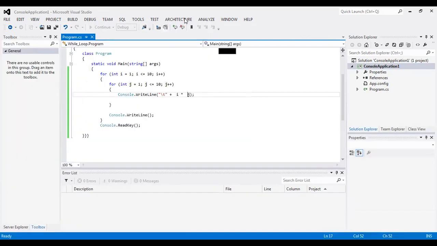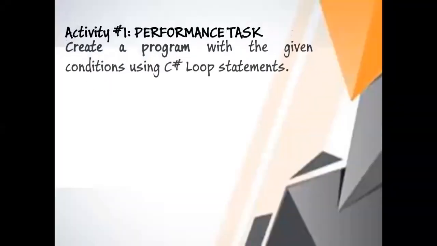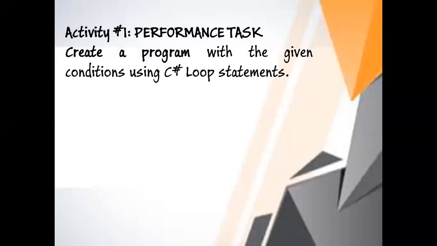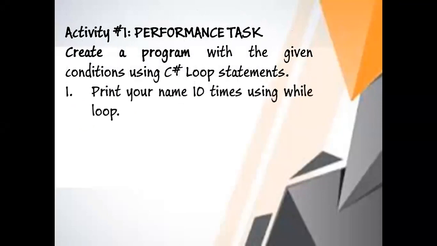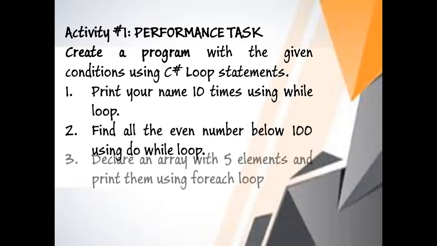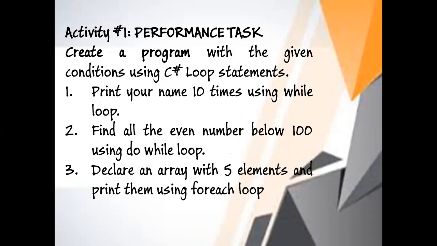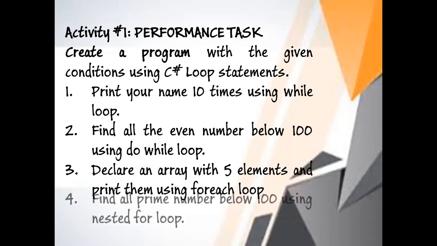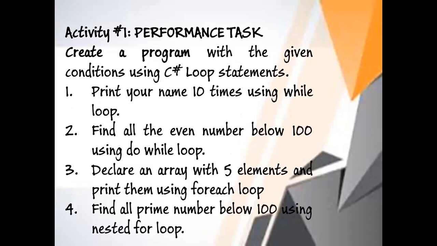So for your requirements, I have 4 performance tasks for you. Create a program with the given conditions using C# loop statements. Print your name 10 times using a while loop. Find all the even numbers below 100 using a do while loop. Declare an array with 5 elements and print them using a for each loop. Lastly, find all prime numbers below 100 using a nested for loop.